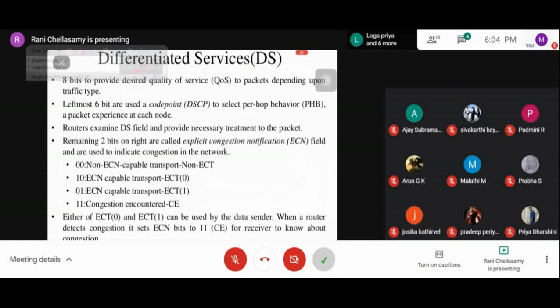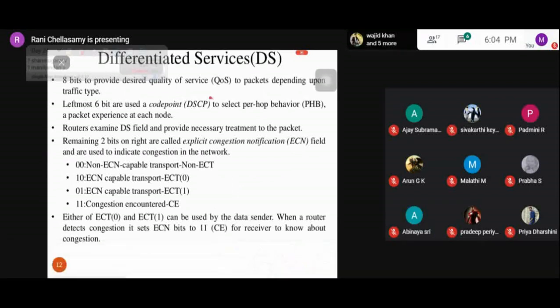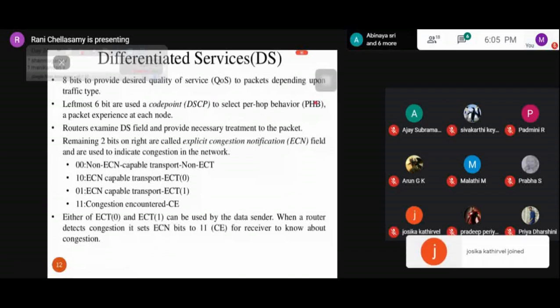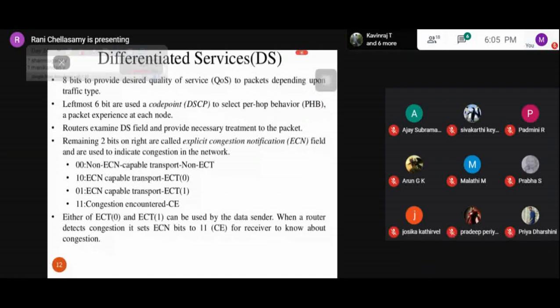Out of 8 bits, the leftmost 6 bits are used as the code point, called DSCP. DSCP means Differentiated Services Code Point. It is used to select the per hop behavior. PHB means per hop behavior, which a packet experiences at each node. The routers examine this differentiated service field and provide the appropriate treatment to the packet.